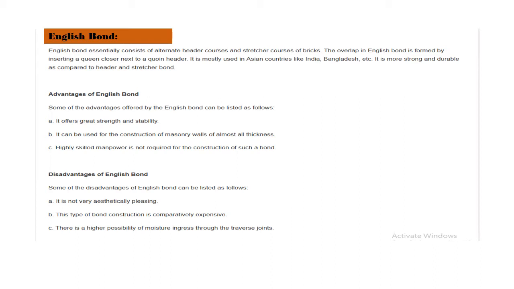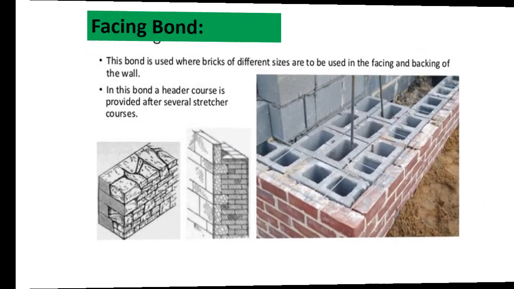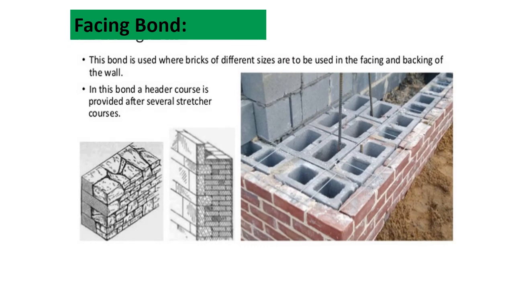Facing bond. This bond is used where bricks of different sizes are to be used in the facing and backing of the wall. In this bond, a header course is provided after several stretcher courses. Zigzag bond. This bond is similar to herringbone bond except that the bricks are laid in zigzag fashion. This bond is commonly used for making ornamental panels in brick flooring or walls.